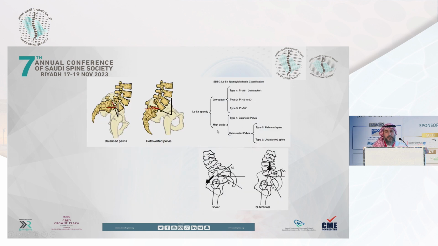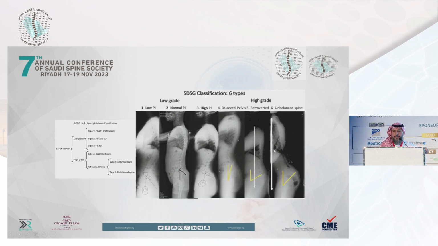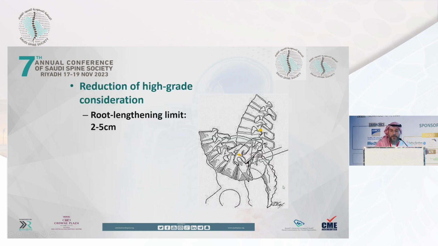If we are talking about high-grade type 4, it is the balanced pelvis group and balanced spine. Type 5 is a retroverted pelvis, which will be with a balanced spine, but type 6 with an unbalanced spine. This is an example again. This is balanced pelvis, balanced spine, high grade. This is unbalanced pelvis and balanced spine. This is unbalanced pelvis and unbalanced spine.